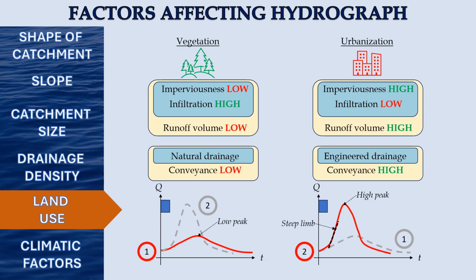Urbanization, on the other hand, increases the site imperviousness. The infiltration is greatly reduced compared to the pre-development stage. Moreover, urbanization often comes with the replacement of natural pervious drainage with engineered impervious drains. Combining these effects, low infiltration allows more water to be discharged from the catchment, while the lined drainage system provides more rapid conveyance. High peak flow with steep rising and recession limbs are reflected in the hydrograph.